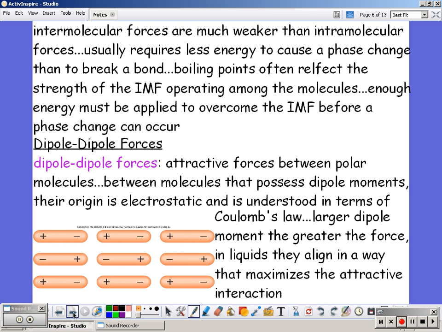So, the types of intermolecular force. You have dipole-dipole forces, which are attractive forces between polar molecules, between molecules that possess dipole moments. The dipole moment comes from electrostatic forces and is understood in terms of Coulomb's law. The larger the dipole moment, the greater the force. In liquids, they tend to align in such a way that maximizes the attractive interactions. Here we have a picture of a solid, so it's very patterned, very ordered.